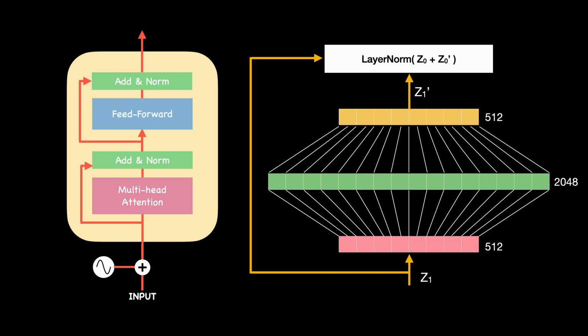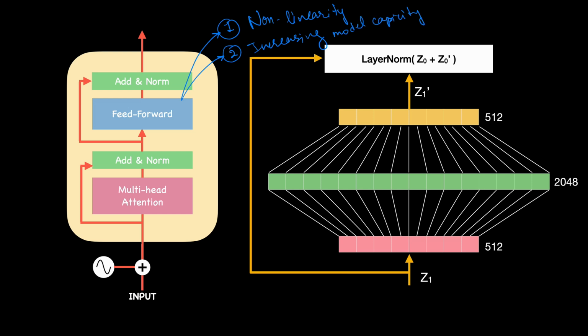So in short, feed forward network helps us with 2 major things. One is it introduces non-linearity. And second is it increases the model's capacity to understand complex patterns from the data. We use twice the number of parameters in the feed forward network than we use in multi-headed attention. Multi-headed attention has about 1 million parameters, while the feed forward layer has about 2 million parameters.